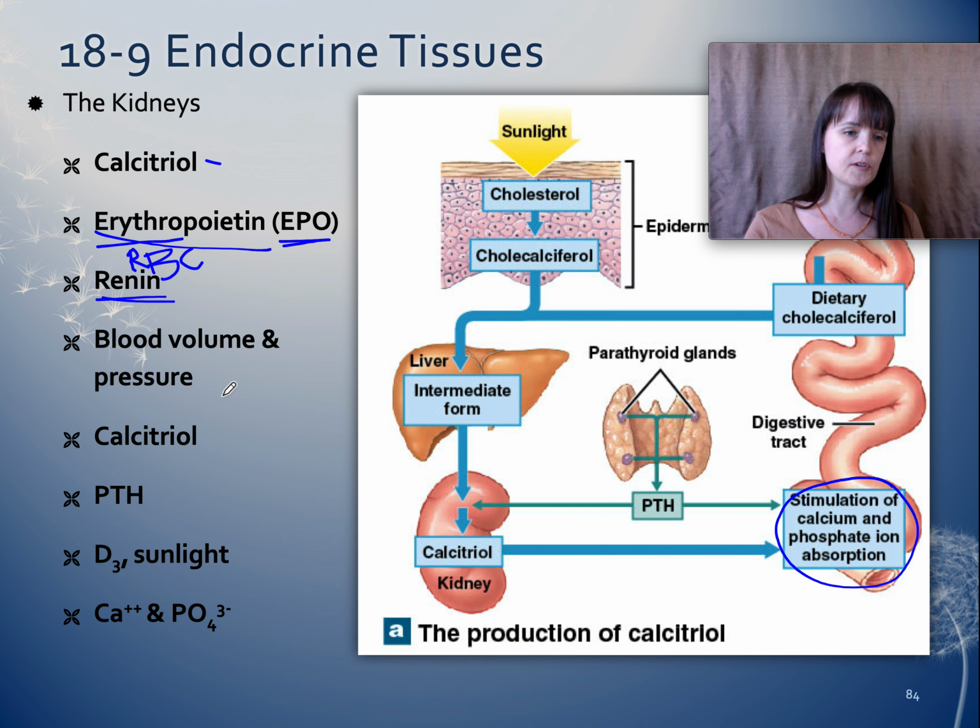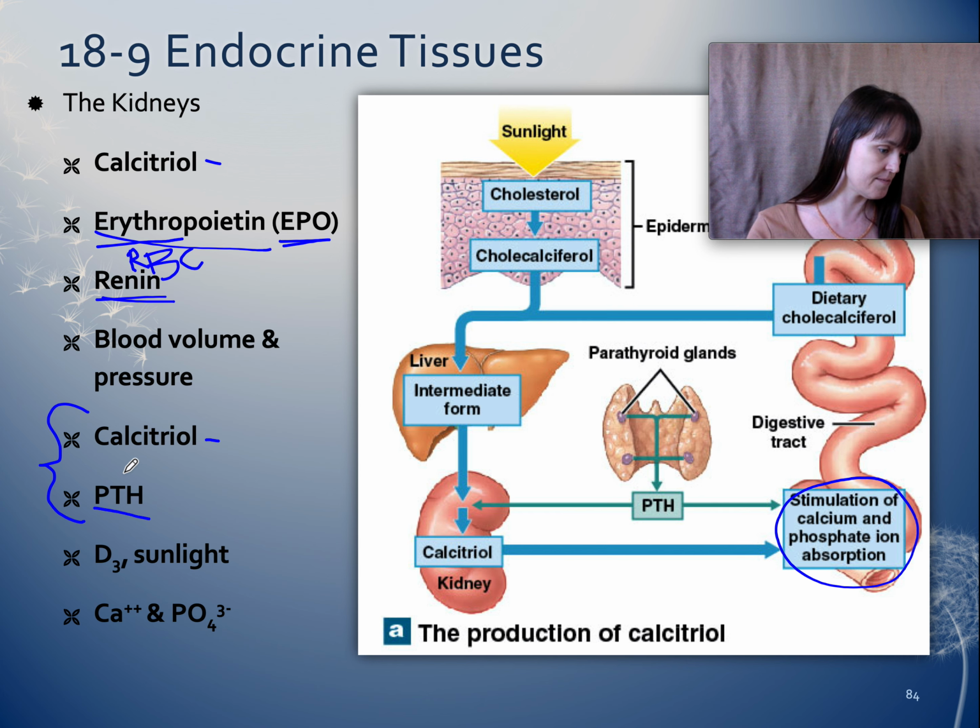Calcitriol, blood volume and blood pressure. All right. Calcitriol is released in response to parathyroid hormone, also called parathormone. And these two are synergists. They work together. They do nearly the same, sort of the same thing, but they work together to get the same thing done.